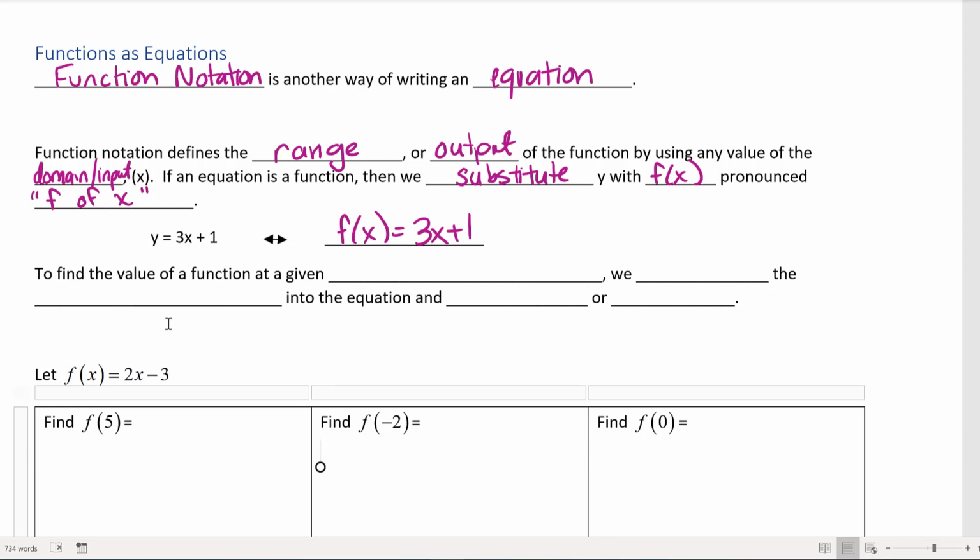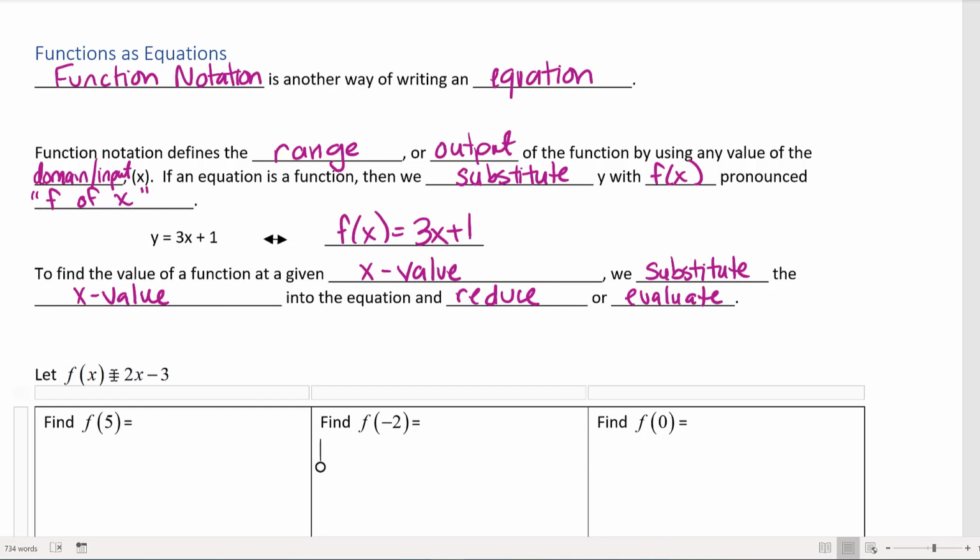To find the value of a function at a given x value, what we're going to do is we substitute the x value into the equation and reduce or evaluate. This is the word we like to use in math.